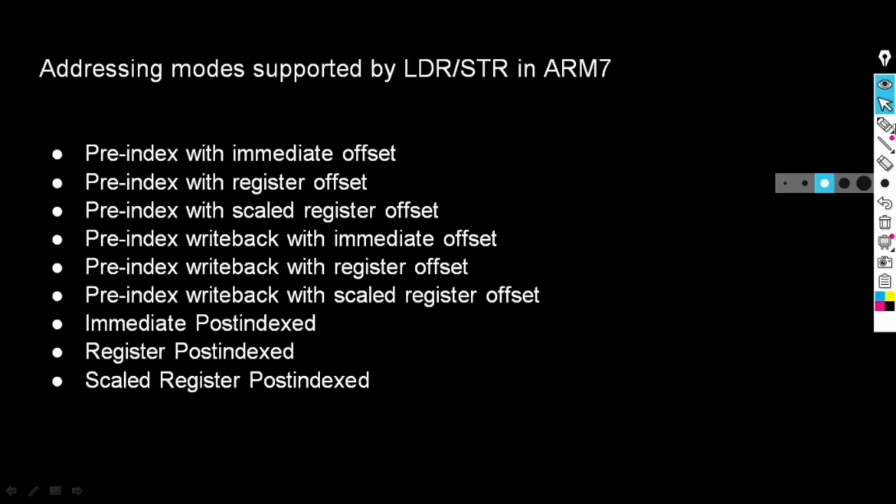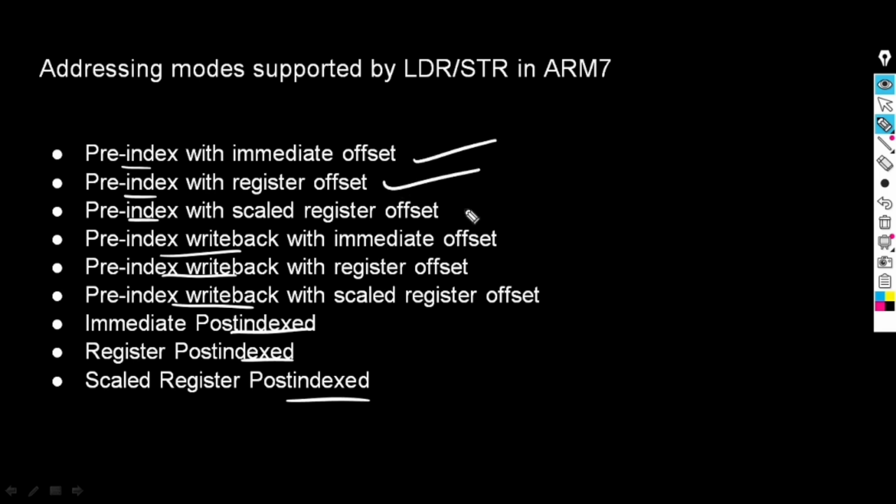Now let us discuss the different addressing modes supported by LDR STR instructions. If you notice just the names here, you can see 3 different index methods: pre-index, pre-index with write back, and post-indexed. What do you mean by this? We'll learn that in the upcoming slide. Next to that, we can see the same things repeated: immediate offset, register offset, and scaled register offset.